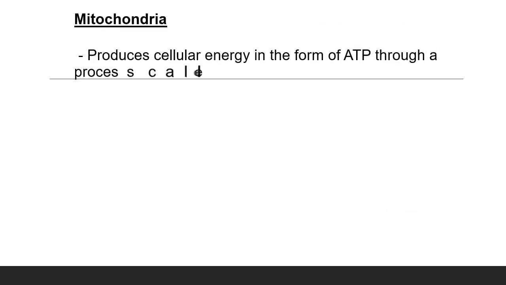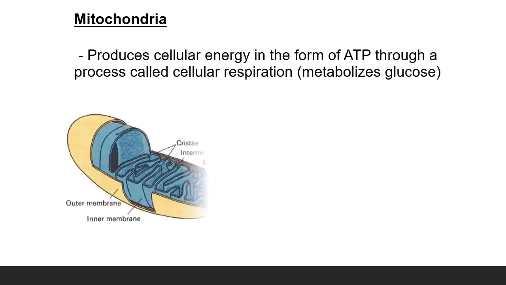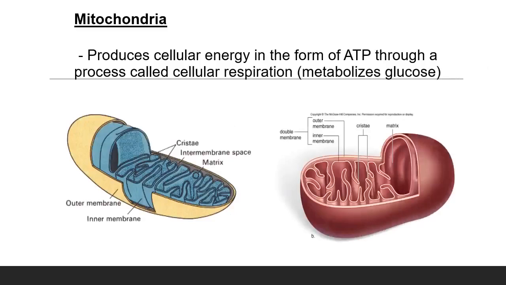Next, we have the mitochondria. The mitochondria is also known as the powerhouse of the cell or the energy-giving part of the cell. It produces cellular energy in the form of ATP through the process called cellular respiration. According to this structure, we can see that the mitochondria is protected by layers. So it has folds or interspaces known as the cristae and the matrix.